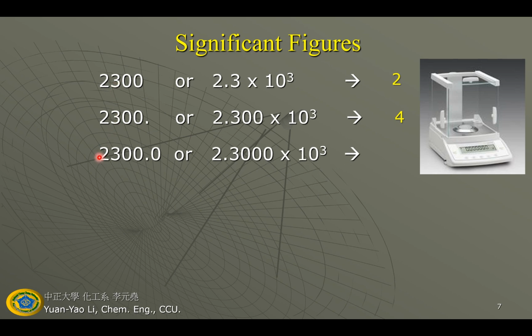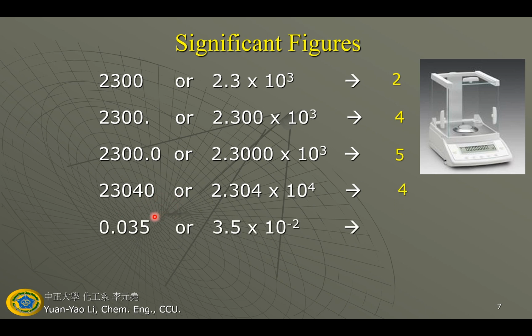How about 2300.0? There are 5 significant figures. Okay? How about this one? There are 4 significant figures. How about this one? There are 2. It's your decimal point, right? Come from the first one to the end. There are 2 significant figures.